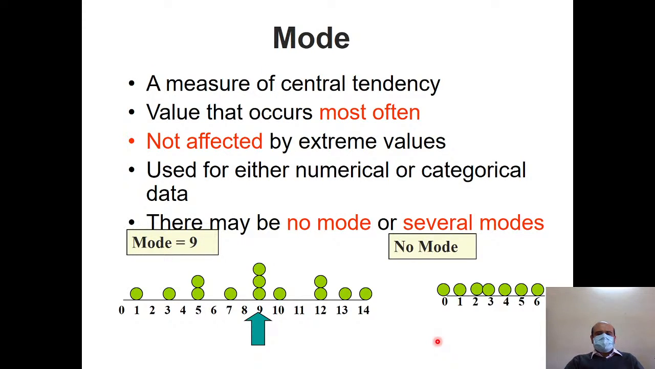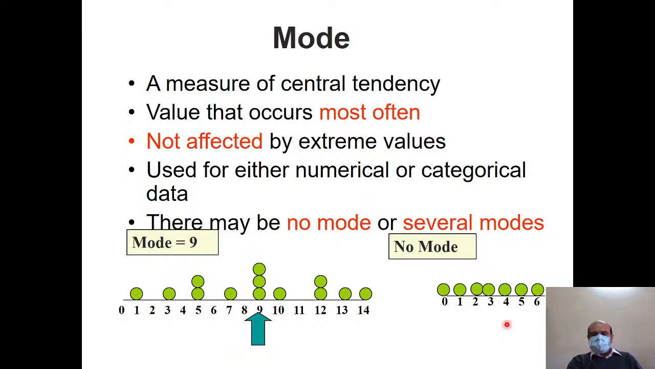In this example, the value 3 is coming only one time, but value 5 is coming 2 times, and value 9 is coming 3 times. Value 12 is coming 2 times, and 10 is coming one time. So what will be the mode? The mode will be 9. It is driven by the number of times a value repeats in the data set.